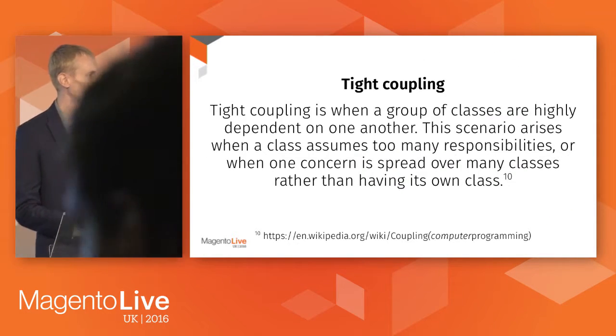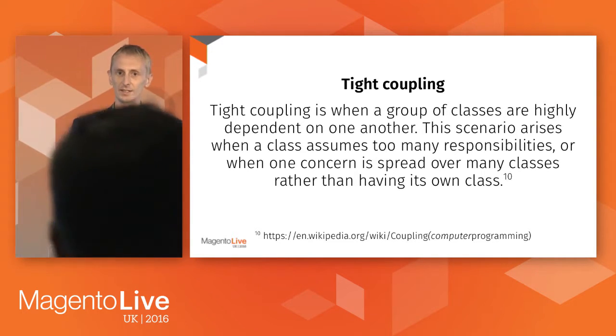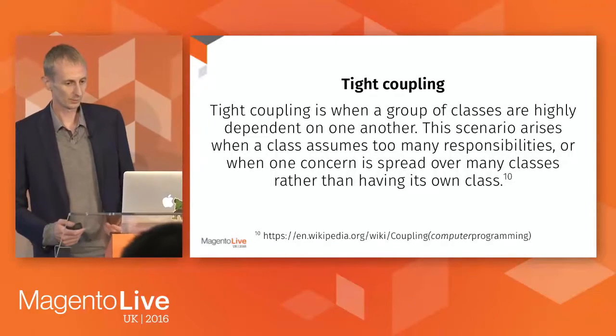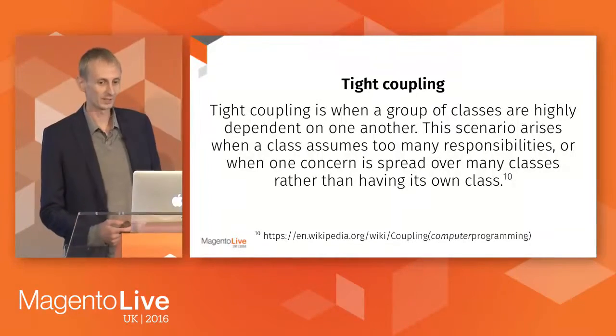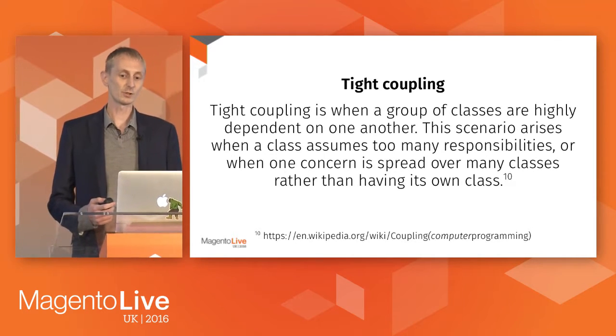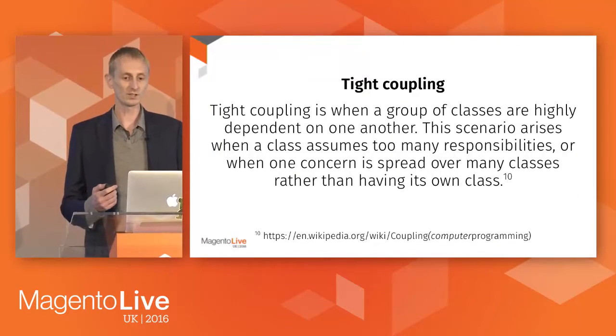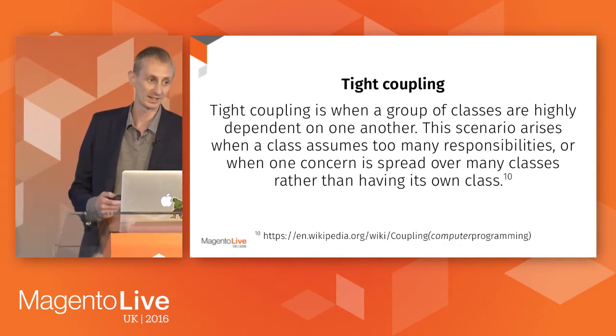So if you go around and research what decoupled code is, it talks about tight coupling. So the Wikipedia definition of tight coupling is when a group of classes are highly dependent on one another. The scenario arises when a class assumes too many responsibilities or when one concern is spread over many classes rather than having its own class. Sort of like Mage.php in Magento 1, a ginormous God class that does far too much. So every single line of code in Mage.php is pretty tightly coupled to the framework itself. We couldn't take out some of the functions and expect to use them in another project.